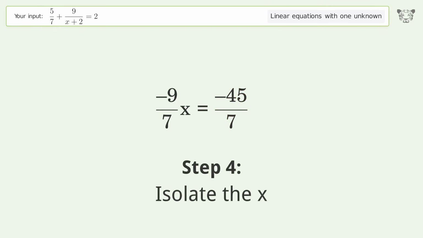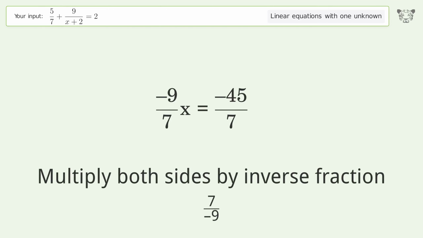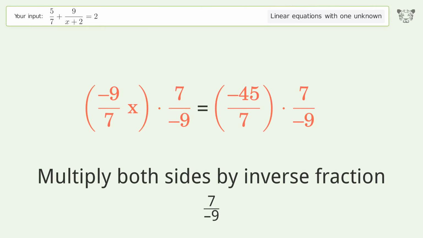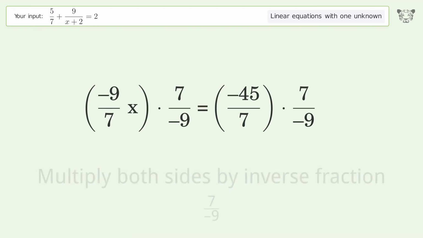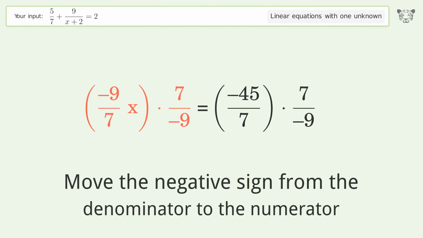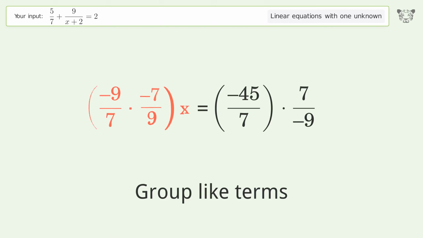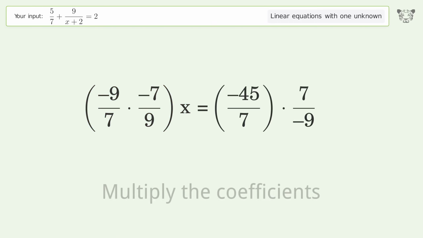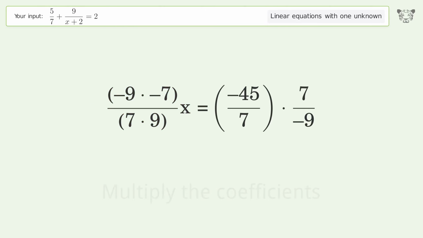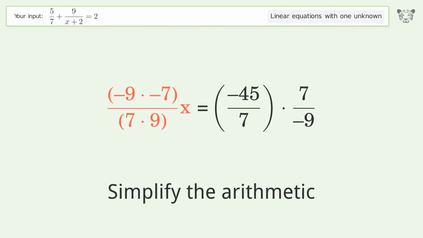Isolate the x. Multiply both sides by inverse fraction 7/-9. Move the negative sign from the denominator to the numerator. Group like terms. Multiply the coefficients. Simplify the arithmetic.